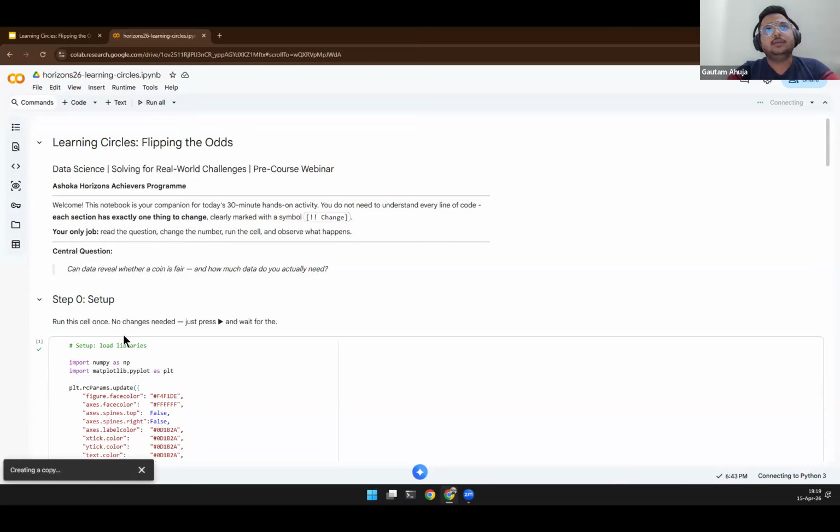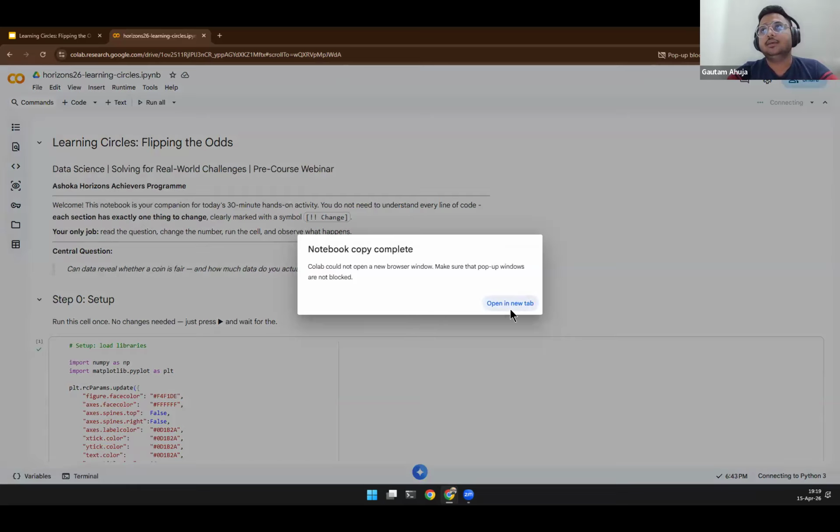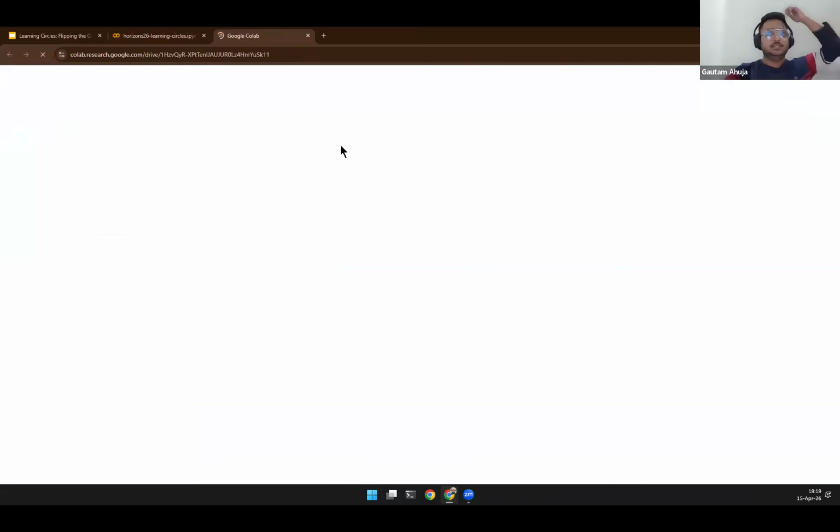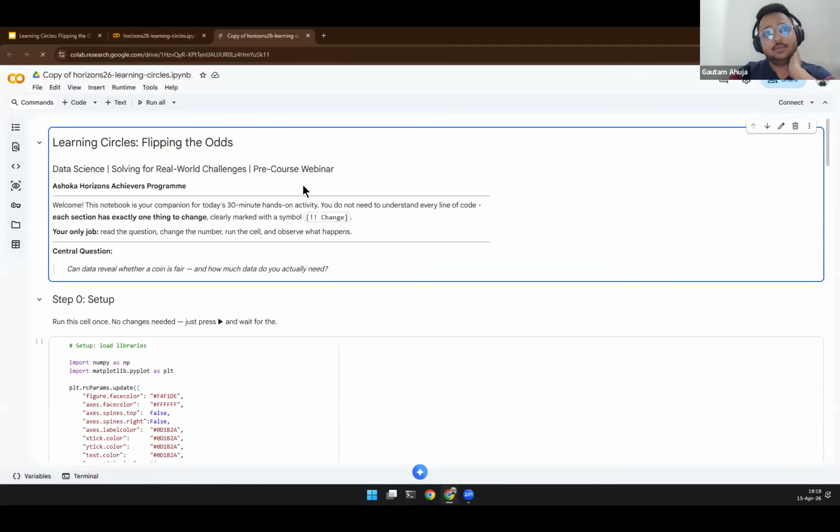If you do that, it will create a copy of the notebook that I have shared and open it in a new tab. This will be your local copy that you will be working on alongside me. So if you have saved it to your drive, just give a thumbs up, and then we'll continue.